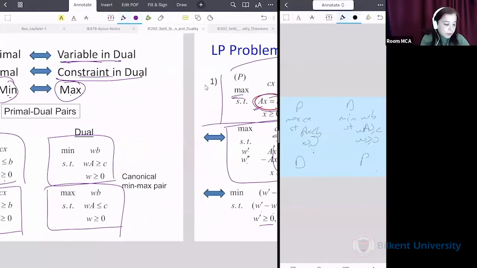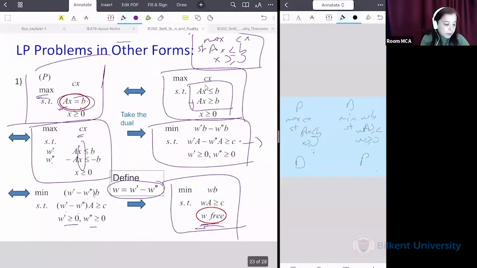Then we were actually discussing what's going to happen if we don't have the canonical form, right? So, okay, this is canonical form max. We have seen that its dual is canonical form min, and we also see if the primal is canonical form min, the dual is canonical form max. What happens if we have other things in our problem, like equality?